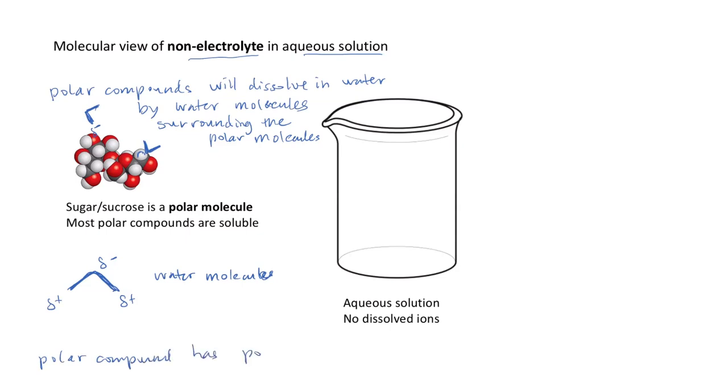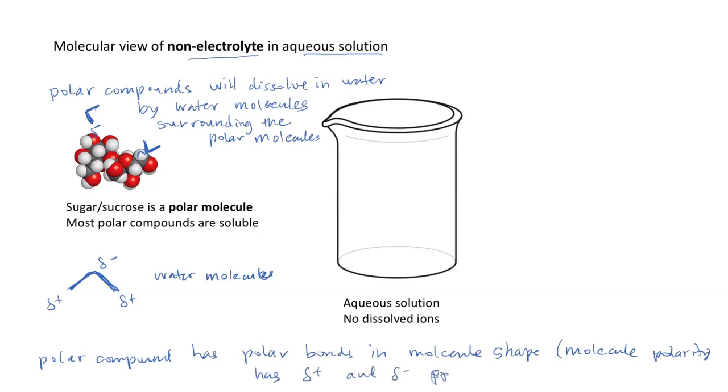has polar bonds in the 3D molecule shape. And it's the distribution of the polar bonds over the 3D molecule shape, which leads to the molecule polarity. And so there's some partial positive. The upshot is there's partial positive and partial negative spots in the molecule. So they're portions, they're parts, they're the little sections in the molecule.